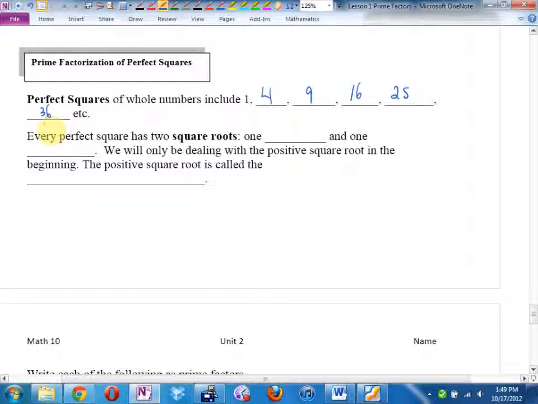Every perfect square has 2 square roots. One positive and one negative. And at the beginning, we're going to be dealing with the positive square root. The positive square root is called the principal root.